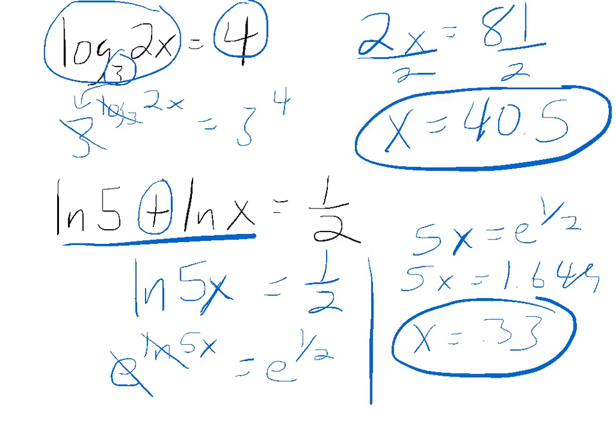So a couple key ideas with exponentials. Get the exponential by itself and then take a logarithm with the same base of both sides. With logarithms, you want a single logarithm on both sides. So you might have to do some combination or some condensing to get a single logarithm on both sides, and then you can exponentiate both sides in order to solve it. Okay? So go ahead and take those ideas and see if you can do the problems on the sheet.